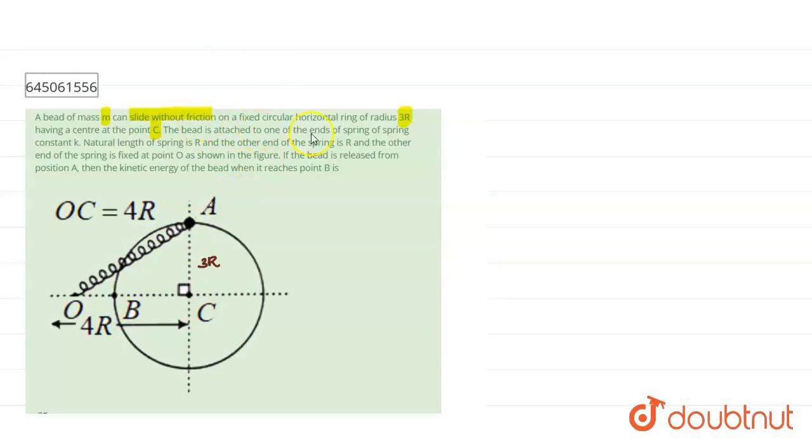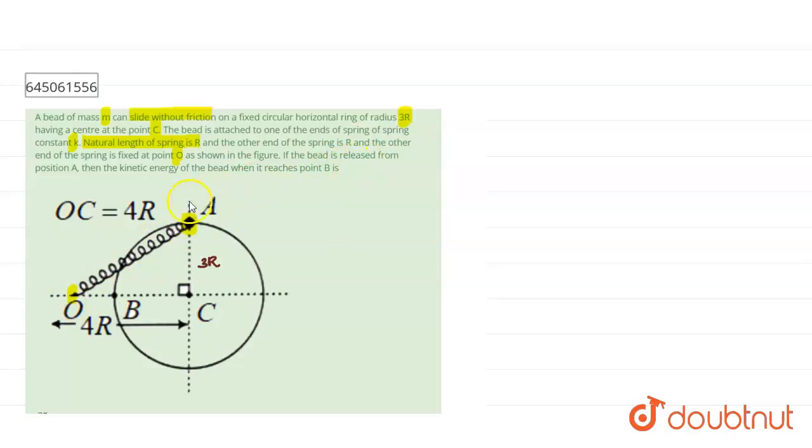The bead is attached to one end of a spring with spring constant K. So this is the bead. The natural length of the spring is R, and the other end of the spring is fixed at point O. Here is the point O, where the opposite end of the spring is fixed.